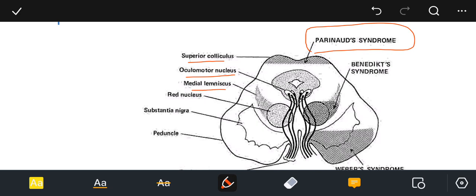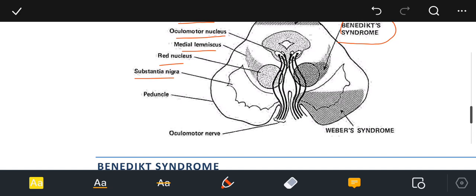Then we have the medial lemniscus and red nucleus. If the red nucleus is damaged, we will have Benedict syndrome. If substantia nigra is gone, then we'll have Parkinson's disease. And if we have damage to the anterior part of the midbrain, then there will be Weber syndrome.